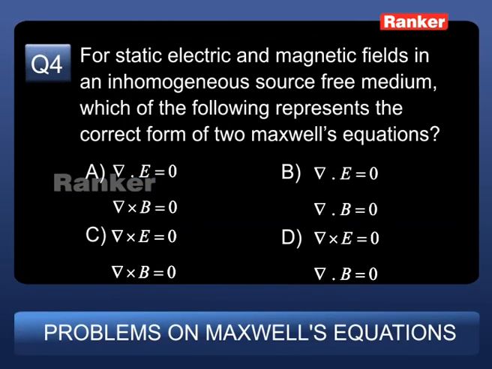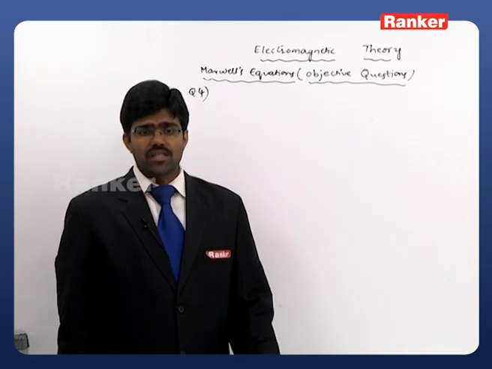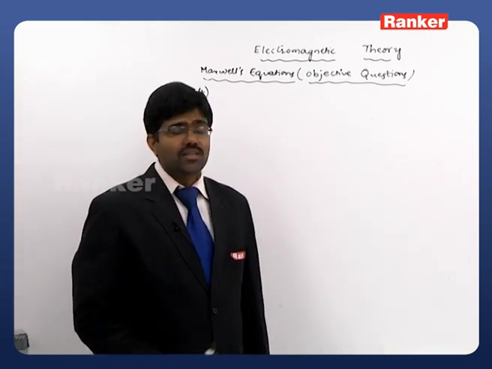The next question was asked like this. For static electric and magnetic fields in an inhomogeneous medium, which is a source-free medium, which of the following represents the correct form of Maxwell's equations? Option A, del dot E is equal to 0 and del cross B is equal to 0. Option B, del dot E is equal to 0 and del dot B is equal to 0. Option C, del cross E is equal to 0 and del dot B is equal to 0. Option D, del cross E is equal to 0 and del dot B is equal to 0. Observe the type of medium given to us and what the conditions are. Clearly a static electric field is given to us.